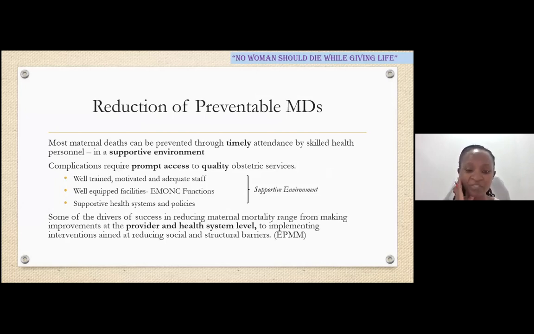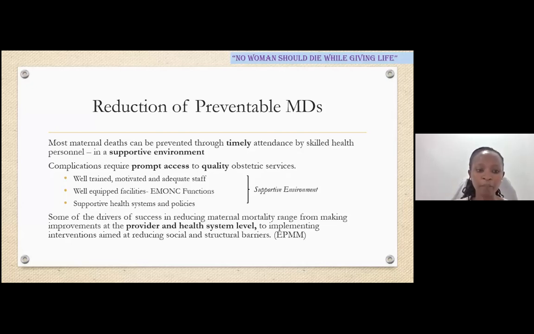So we know that they can be prevented through timely attendance by skilled health personnel and in a supportive environment. And there's an emphasis on timely because when we are dealing with maternal complications, time is of essence. For instance, when you're dealing with hemorrhage, depending on the severity, you have between 2 hours and a maximum of about 5.5 hours to save the life of this mother. If it's sepsis, it's a range of between 3 days to about 6 days. And the earlier the treatment is given, the better.